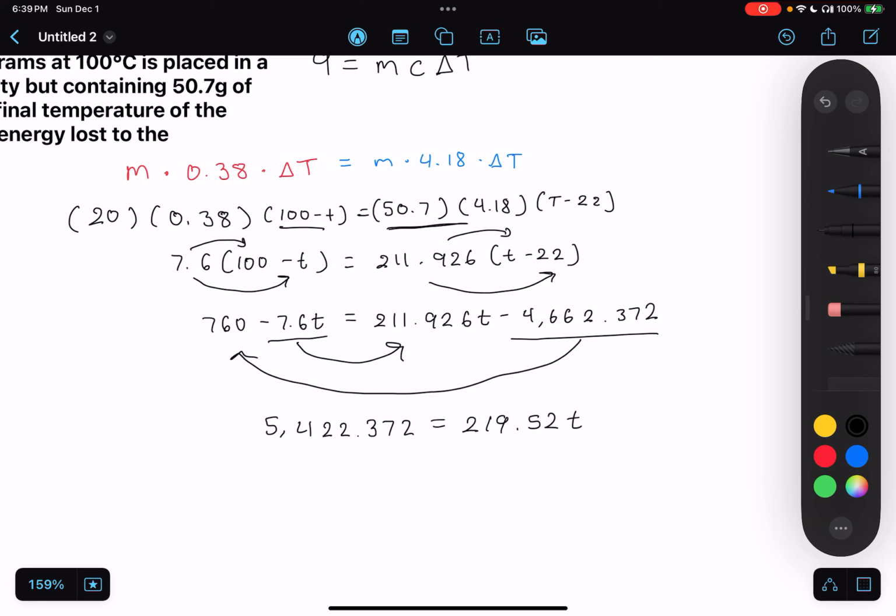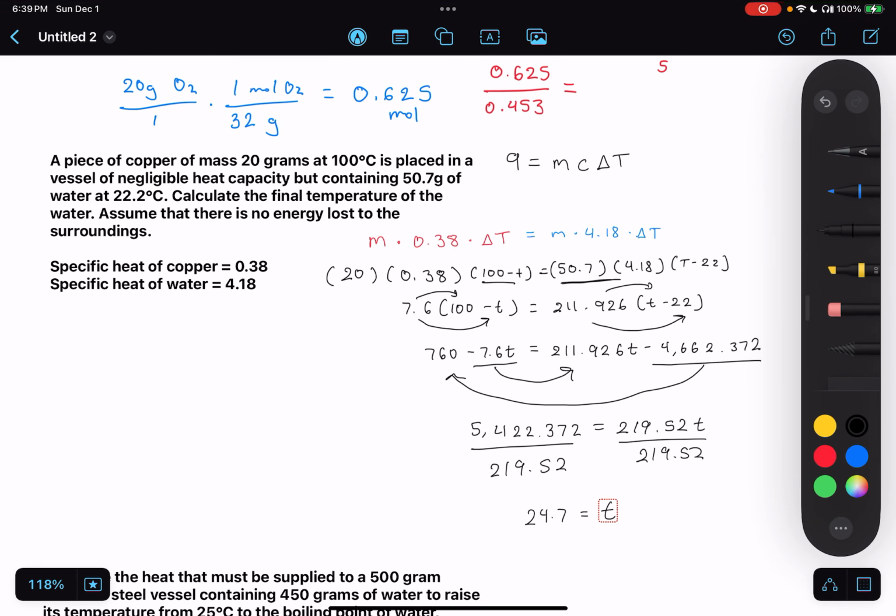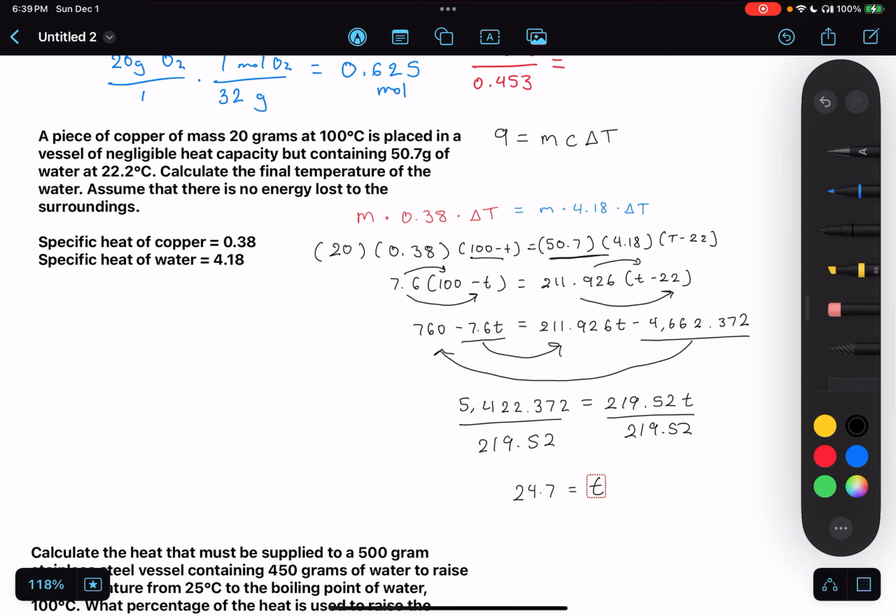And then we just divide, like I said, 219.52 over 219.52, and we'll solve for T that way. So this divided by this, and we get 24.7. 24.7, that's going to be our T, our temperature, okay? The final temperature of the water, okay? So it went from 22 degrees Celsius to 24.7 degrees Celsius.